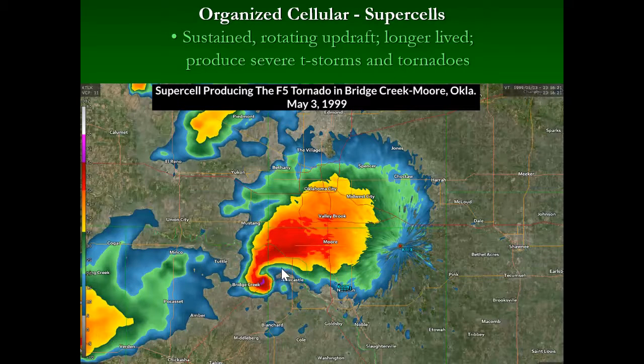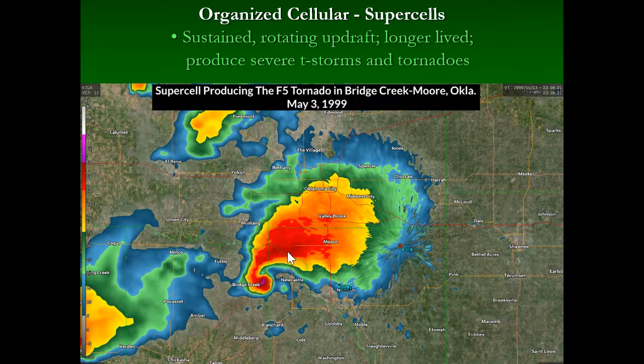Right here is what we call the inflow notch of a supercell thunderstorm. This is where the warm, moist air is rotating up rapidly. It's rotating so strongly, in fact, that the rain is wrapping around the upward moving air. So it creates a wraparound here and the inflow notch of warm, moist air here. And the storm just progresses very, very efficiently.